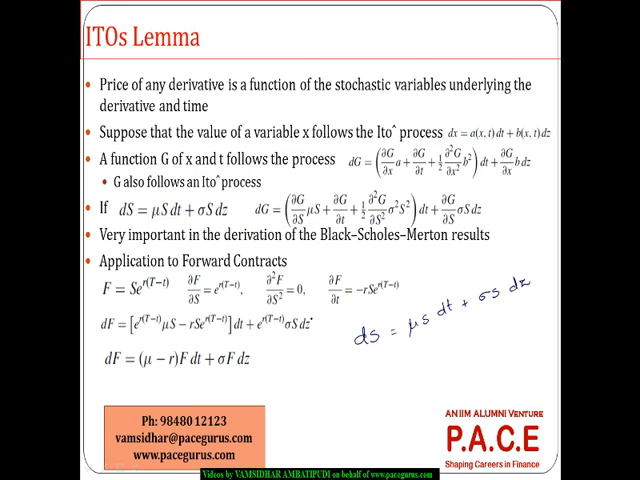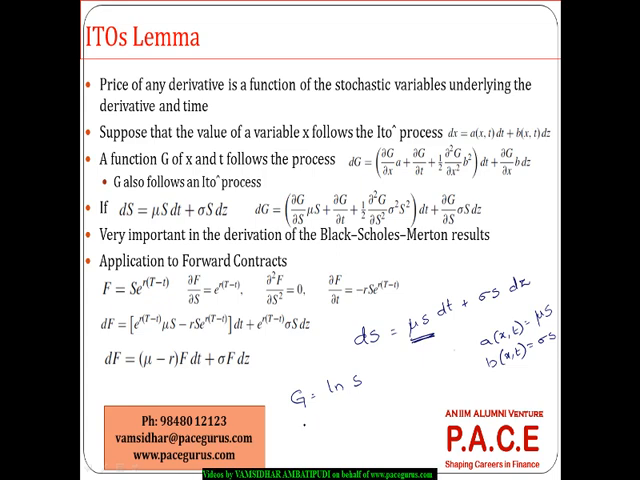Now, if I am saying this is a of x comma t and b of x comma t, this is mu s, this is sigma s, right? Now, this is mu s, this is sigma s. dg is, now we have to take it as dou g by dou s times mu s. So here g, let's say I take it as log s.